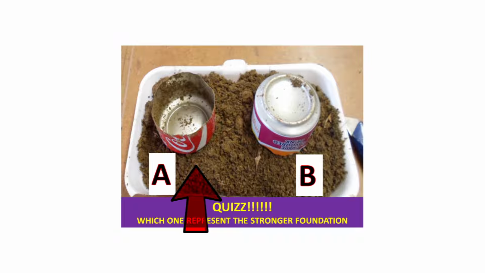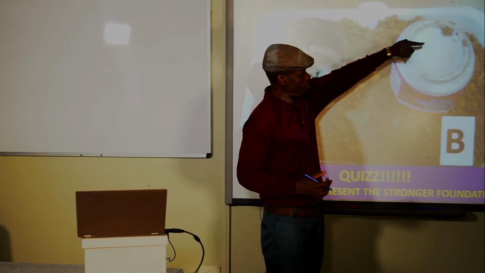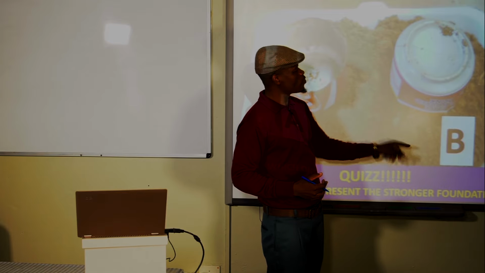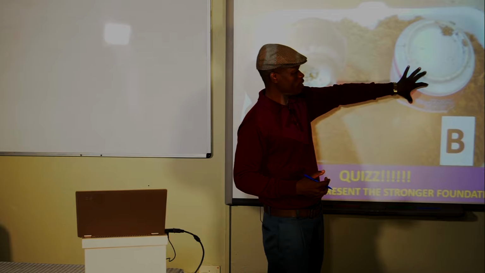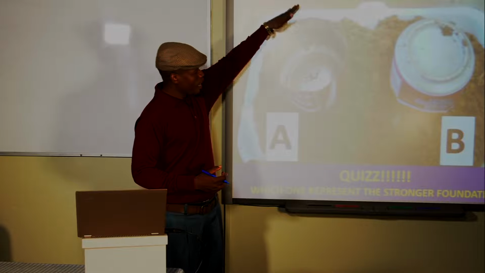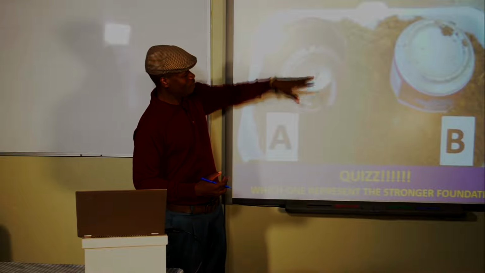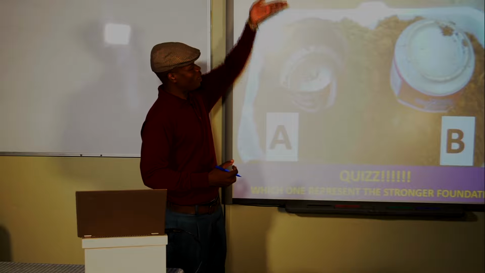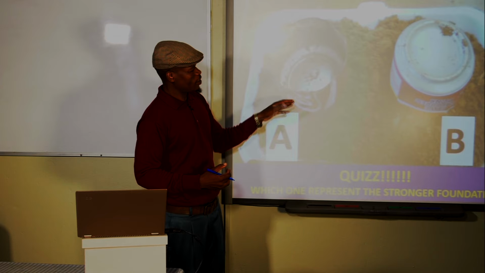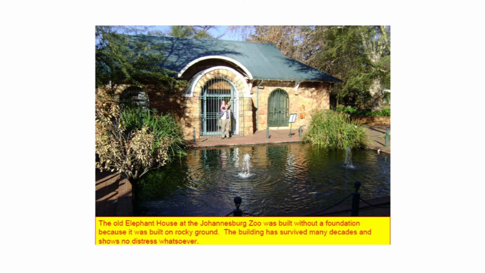Because if I put a load on top, if I put a brick on top of this tin, it is going to sink down into the soil. That means this foundation is not going to be strong. But if I put a brick on top of this, the base of this tin is going to be able to support the material placed on top. So you can do that experiment in your own time.